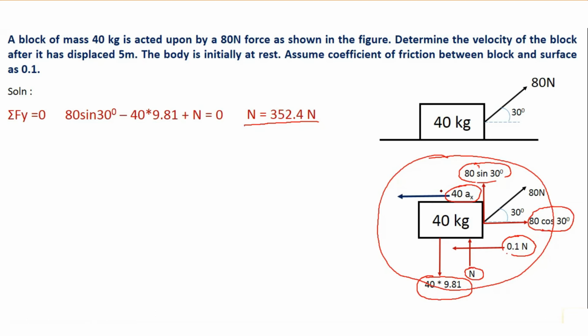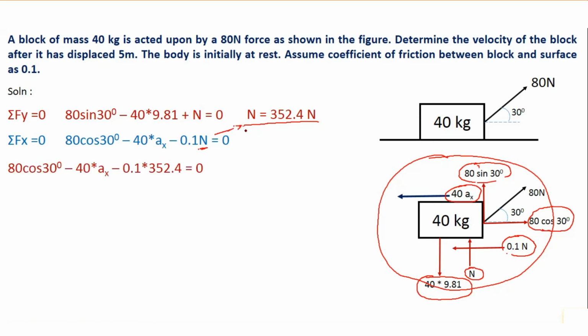So let us substitute that. So I will get 80 cos 30 minus 40 ax minus 0.1 N is equal to 0. Out of which the value of this N we have already calculated in this first step. So I will substitute this and I will get one equation as 80 cos 30 minus 40 ax minus 0.1 into 352.4. You can see here I have just substituted the value of N, and then I will get answer for ax as 0.85. So this I got the acceleration of the block in x direction.